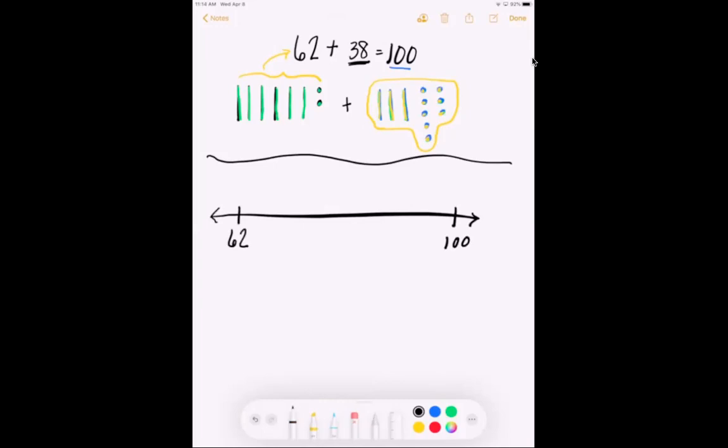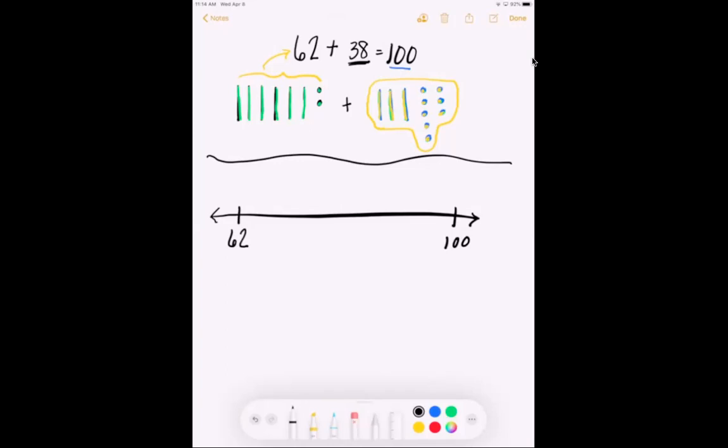I'm going to use benchmark numbers. Benchmark numbers are any numbers that can be counted on by tens. 10, 20, 30, 40, 50, 60, 70, 80, 90, and 100. I use these because they're so much easier to add and subtract. So I start with 62. 62 is not a benchmark number. So I'm trying to think, what is the next benchmark number? Let me count on.